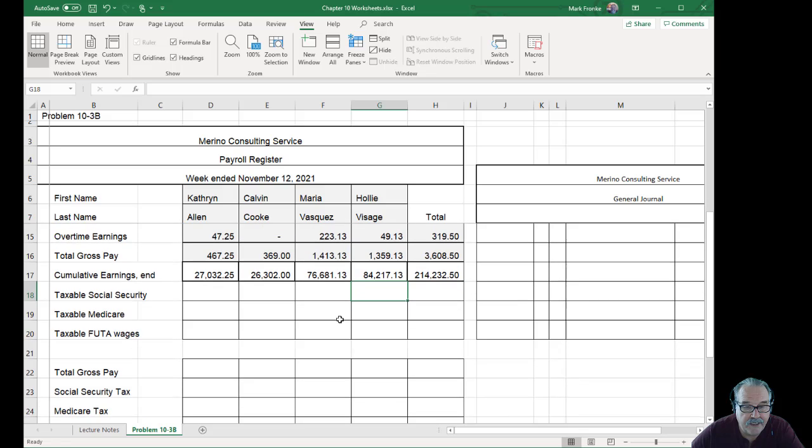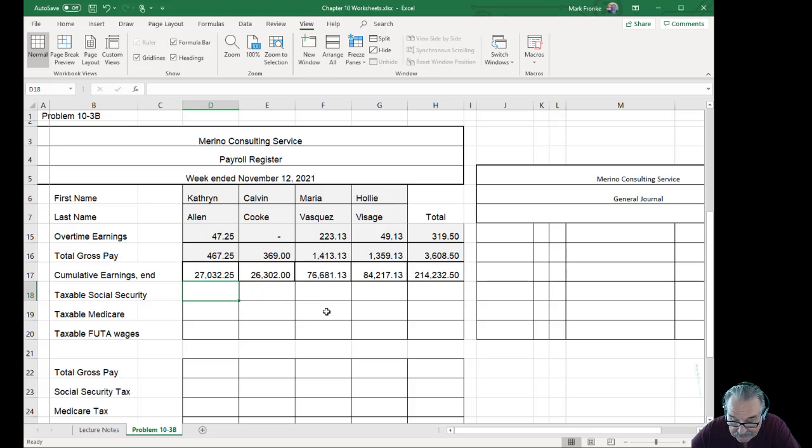So now we need to also figure out taxable Social Security. And for every single one of these employees, the wage base is much higher than any of their cumulative earnings, that's why we're tracking this. Because if they hit that maximum amount, which is $132,500, that's the maximum amount that you would pay Social Security on, but none of these employees are even close to that, so we don't have to worry about that.